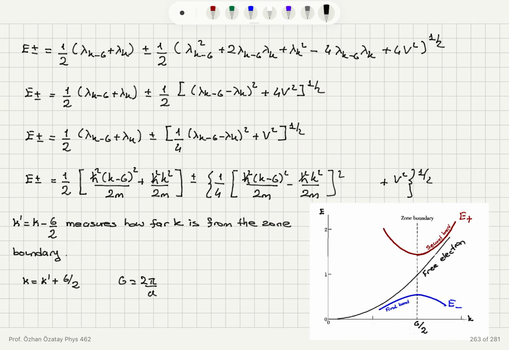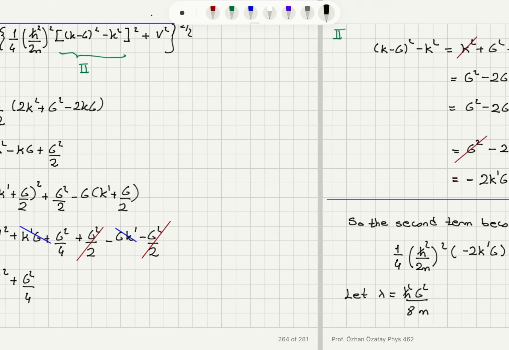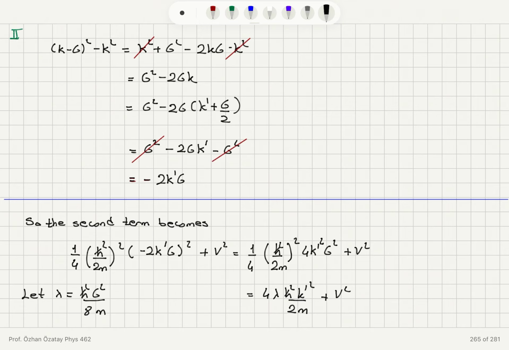And substituting for k prime plus g over 2, I have (k prime plus g over 2) square plus g squared over 2 minus g times (k prime plus g over 2). That is, the first one is k prime square plus k prime g plus g square over 4. Then we have g square over 2 minus gk prime minus g square over 2. The g square over 2's cancel, the gk primes cancel. I obtain k prime square plus g square over 4 for the first term by doing this k prime substitution.